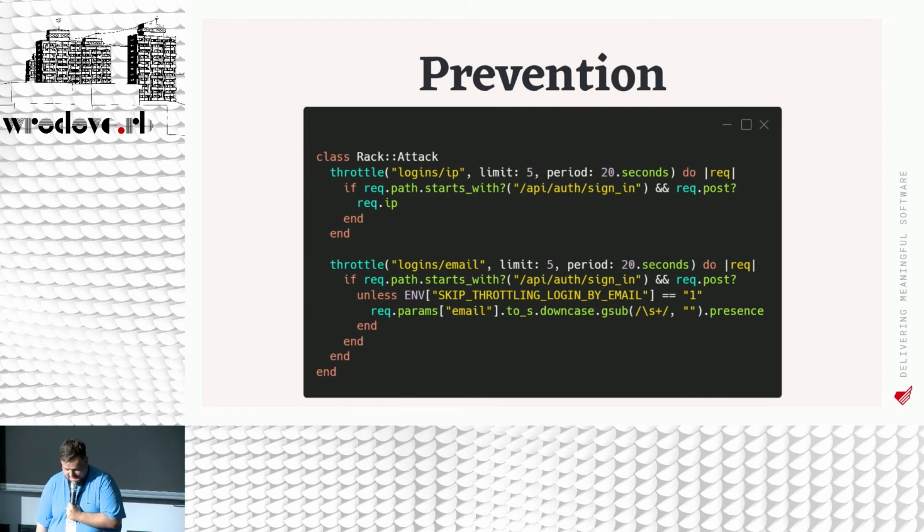But if somebody finds out that you are doing it like that, they may want to use it to DoS your application. Because now I can go with emails and block users from logging in. That's why I highly recommend having an easy way to skip this email version. But of course, per IP always works.